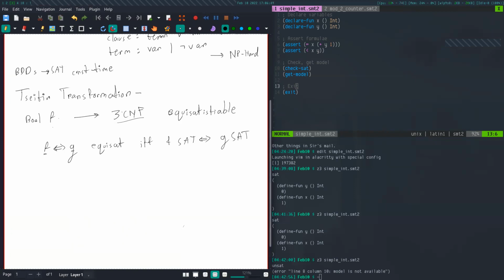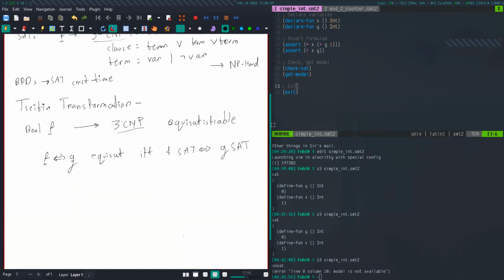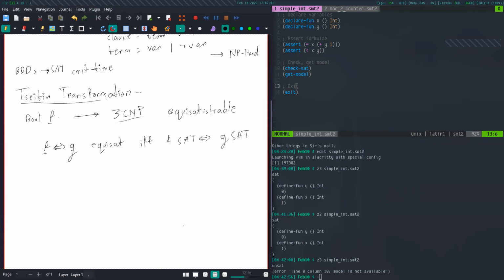So what we're trying to find then is an equisatisfiable 3CNF formula for any given arbitrary formula. Because if you can find that, then we know that we can always convert any formula into 3CNF form and then go from there. So that is the Tseitin transformation. So how do we do this, right?